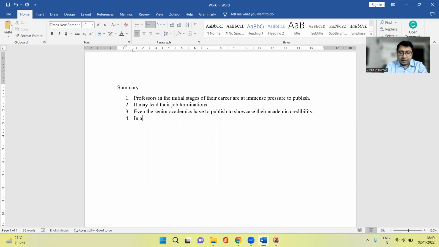So in academia, academics, like other professions, are subjected to perform, or they would not survive. So basically these are the common points which came out.